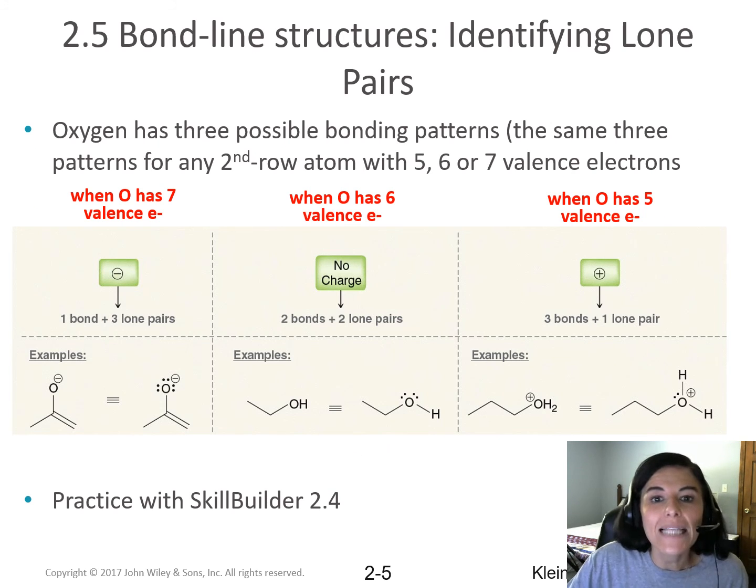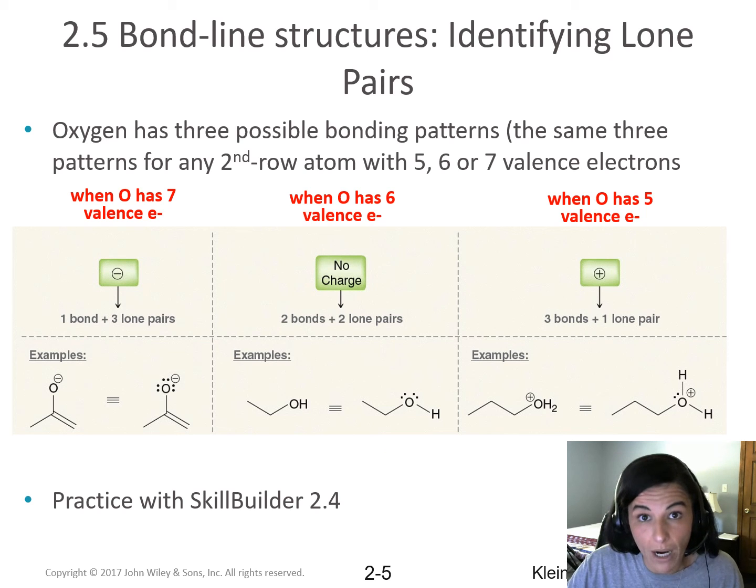Now, just like with carbon, we will see bonding patterns that will always be the case with oxygen. A negative charge on an oxygen means the oxygen has 1 bond and 3 lone pairs. No charge means that this oxygen has 2 bonds and 2 lone pairs. And a positive charge means that the oxygen has 3 bonds and 1 lone pair.